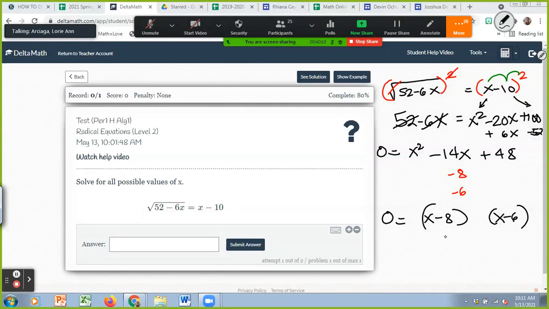And then I taught you the shortcut, right? You get the opposite from each one. So what are the possible answers? x is equal to 8 and x is equal to 6.